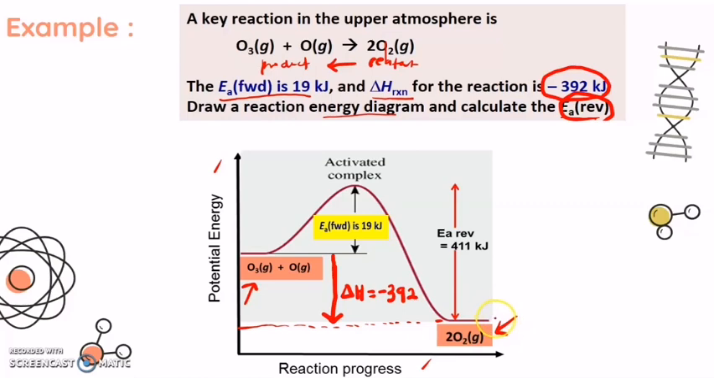As a reverse reaction, this will be our reactant and this will be our product. So EA reverse is from the reactant to the peak of the graph, and the value is this 392 plus 19, so we will get 411 kilojoule as our EA reverse.